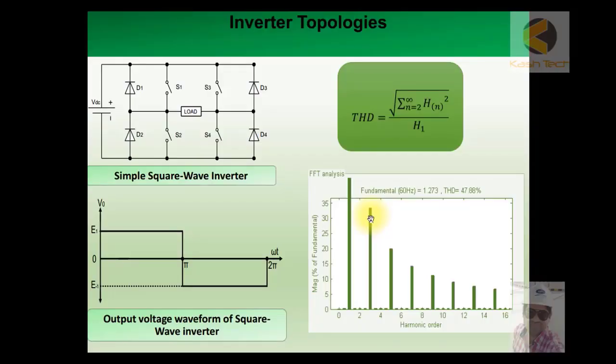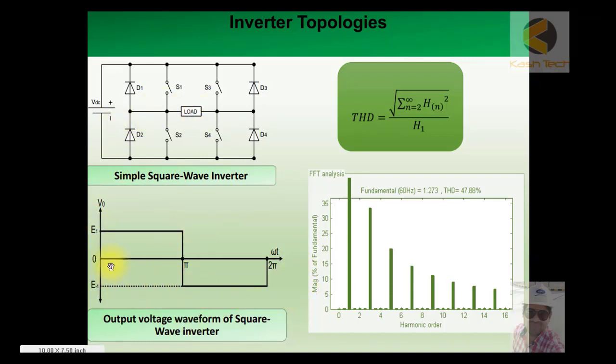Welcome guys. Now in this section we will study about inverter, different inverter topologies. So in this section you can see that this is a simple square wave inverter, and it is basically converting DC into alternating form.